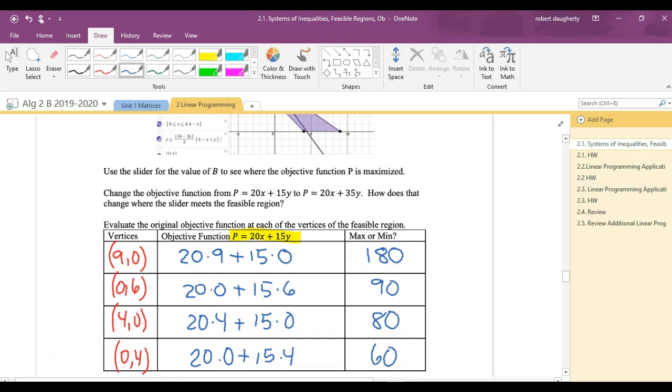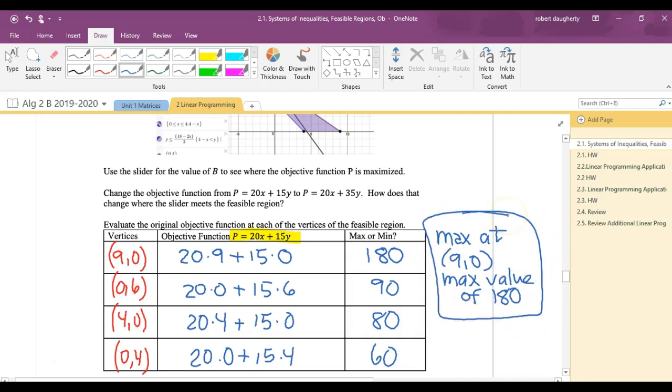So, which of these points represents a maximum? Yeah. So this one, I have a maximum at 9, 0. What is my maximum value? Come on, guys. 180. I have a maximum value of 180 at the point 9, 0. I have a minimum value of what? Minimum value of 60 at what point? At 0, 4. Okay.